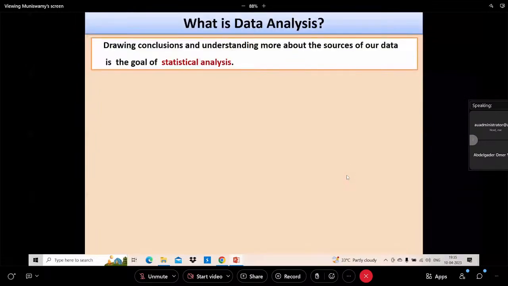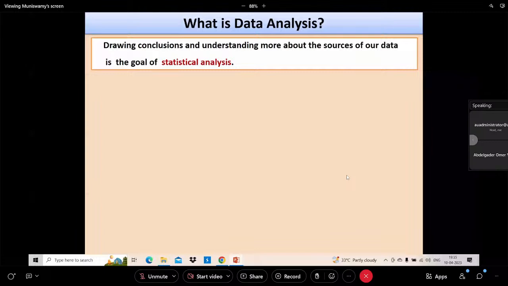So what is the role of data analysis? We are going to analyze the data. What are your roles and responsibilities? The main thing is to draw conclusions and understand more about the sources of our data; that is the goal of statistical analysis. Only drawing conclusions. In the final thesis you write results and discussions, and in that results and discussions, the data analysis part helps.